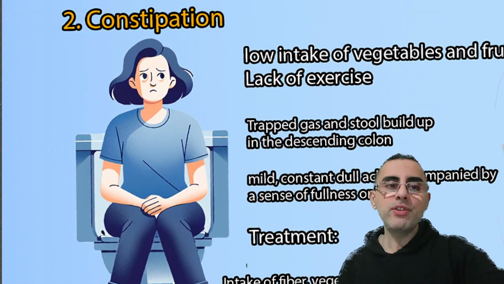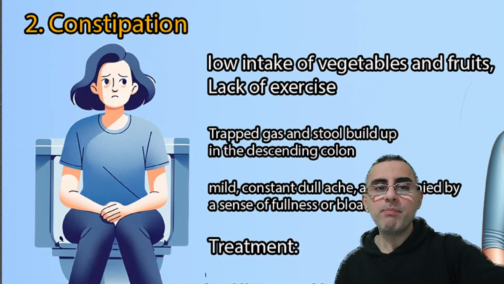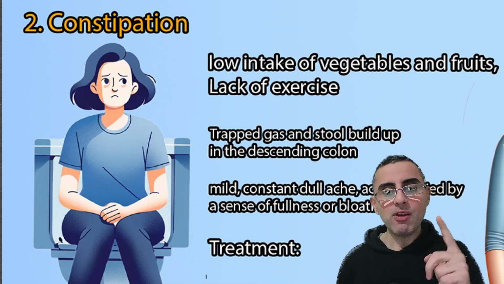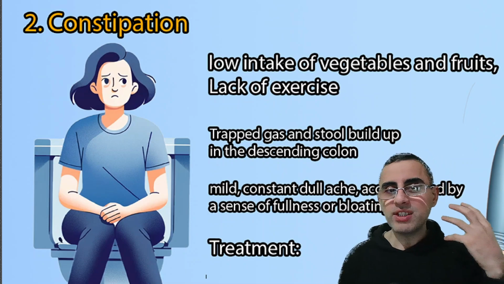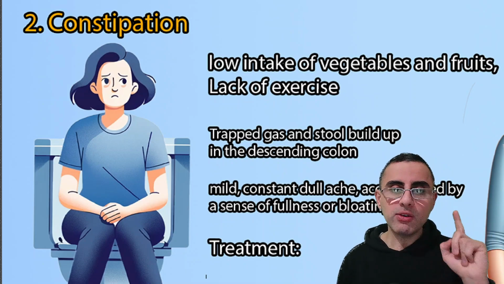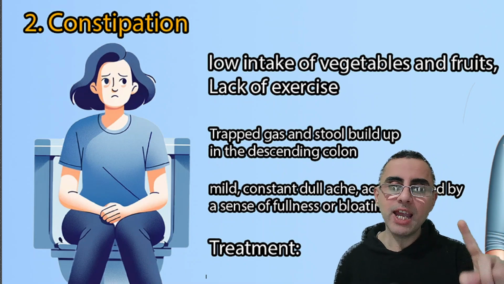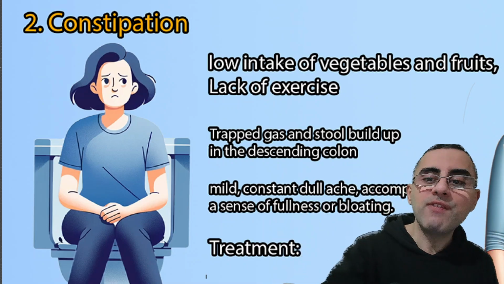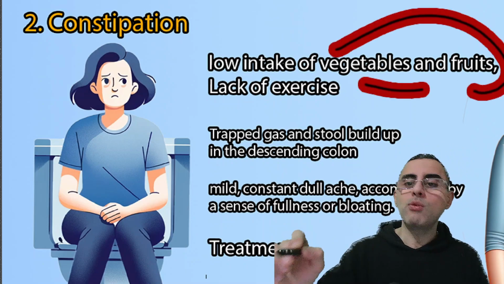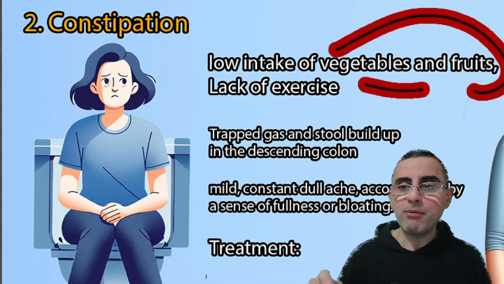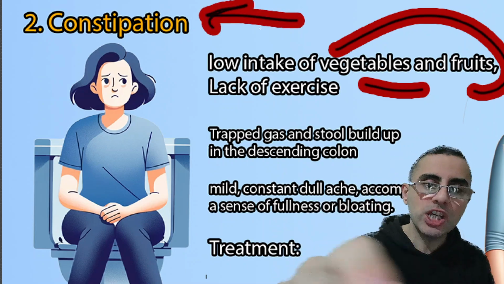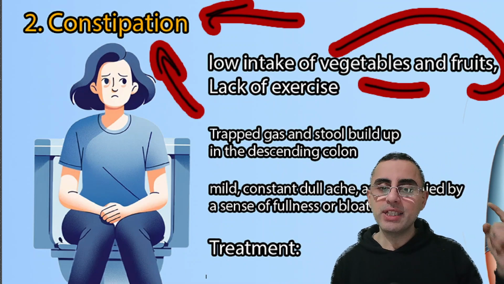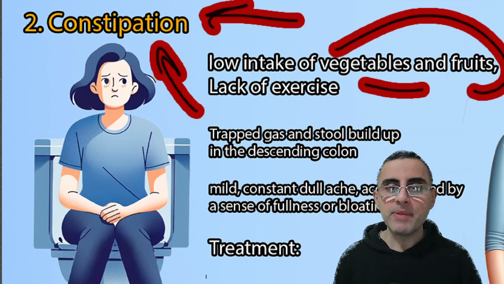The second most common cause is constipation. Constipation occurs because of low intake of vegetables and fruits and lack of exercise. For most people, constipation occurs because of low intake of dietary fiber. And what contains dietary fiber? Fruits and vegetables contain dietary fiber. So low intake of vegetables and fruits causes constipation, and lack of exercise causes constipation, because exercise improves intestinal motility.